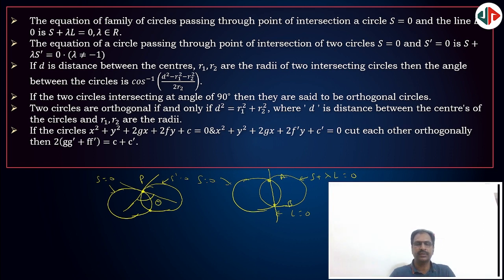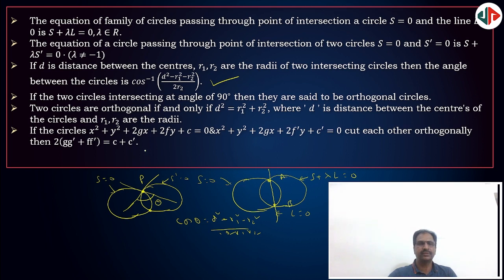So what is the definition of angle between two circles? It is nothing but angle between the tangents drawn to the circles at their common intersection point. And the formula for finding angle between the tangents is this. Cos theta is equal to d square minus r1 square minus r2 square by 2 r1 r2. d is distance between the centers and r1, r2 are the radii of the two circles.